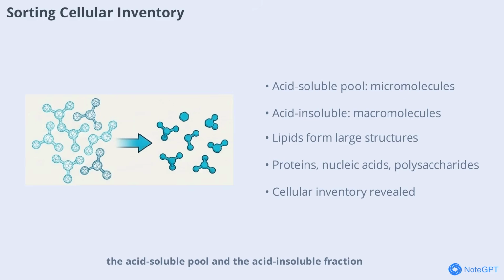The acid-soluble pool contains micromolecules, small, easily dissolved molecules like amino acids and nucleotides. The acid-insoluble fraction, on the other hand, holds the macromolecules: proteins, nucleic acids, polysaccharides, and lipids. Interestingly, although lipids are small molecules, they form massive structures in cells like membranes and end up with the macromolecules during this process. This sorting reveals the cell's inventory, its raw materials and complex machinery, ready for assembly into the structures and engines of life.